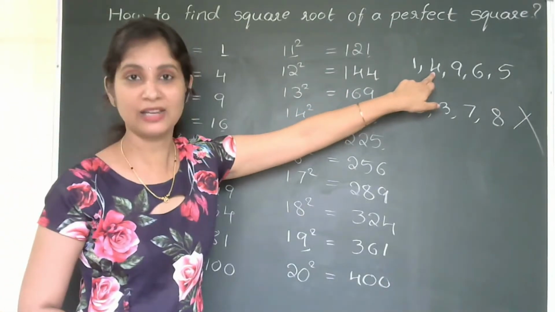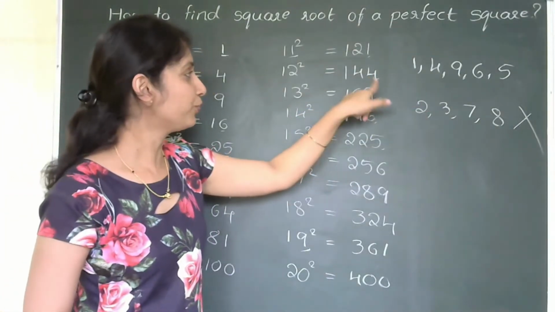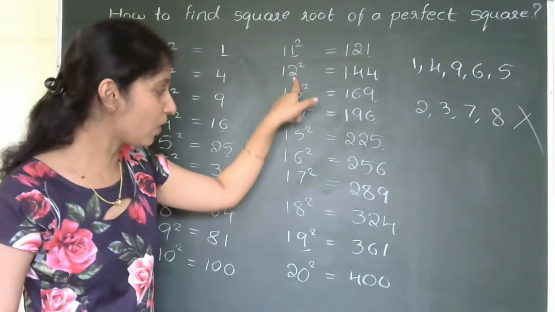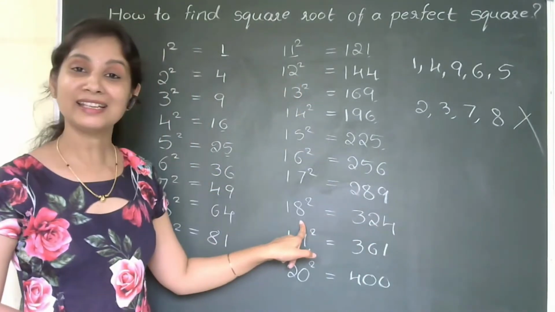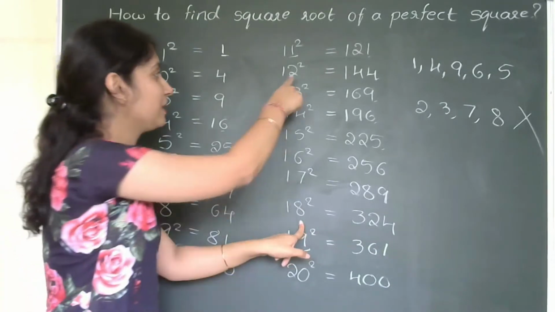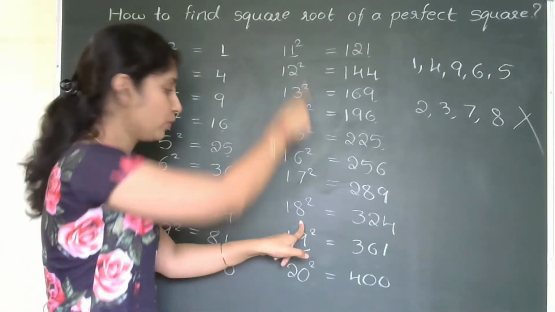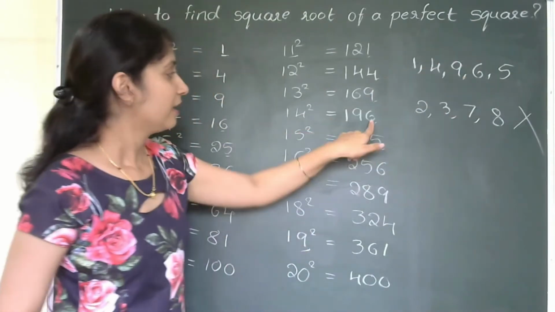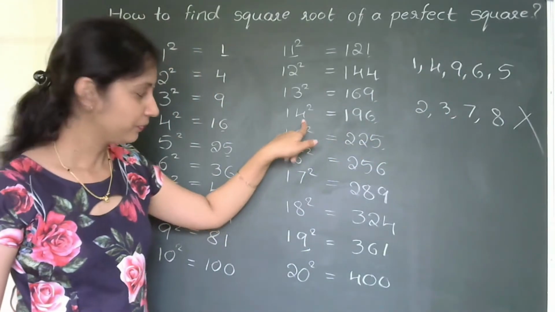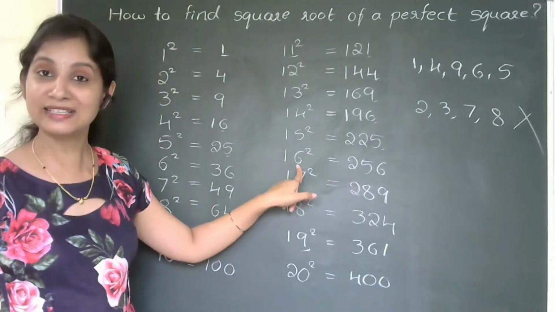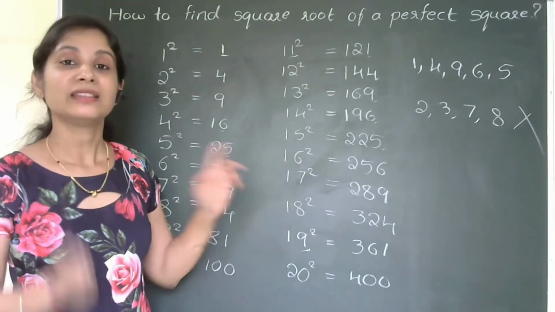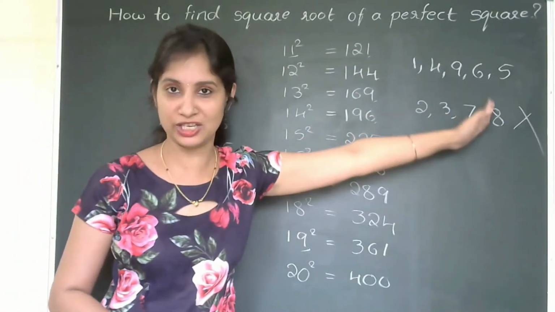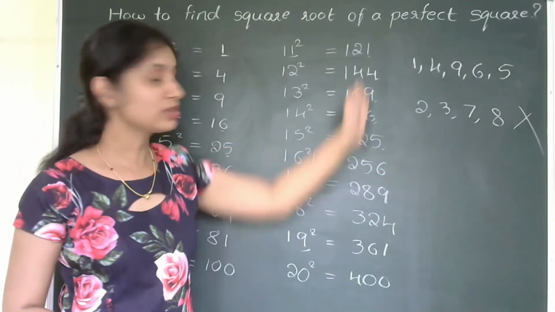Okay, the second digit which repeats, 4: the square root can end with 2 or with 8. Yes, there is a possibility that it ends with either 2 or 8. Similarly, if I take 6, it ends with either 4 or 6. That means there will be 2 possibilities for each and every digit in a square number.